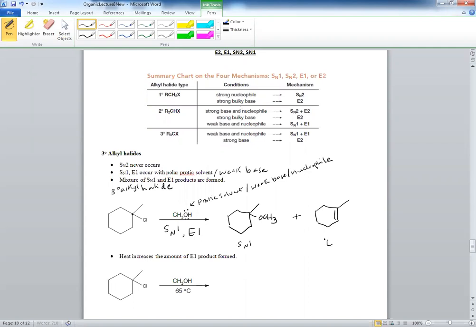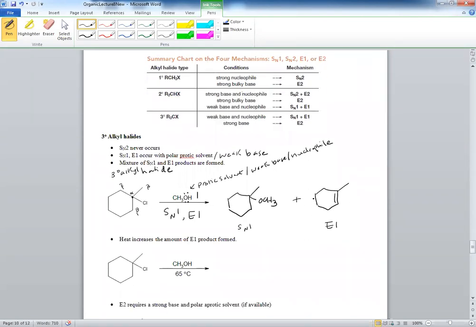This would be E1. Once again, this is your alpha. So these would be your beta, beta, beta. Of course, we take from the most substituted, and in this case, the ones in the ring are more substituted than this, which is a methyl. So that's how you would draw it.